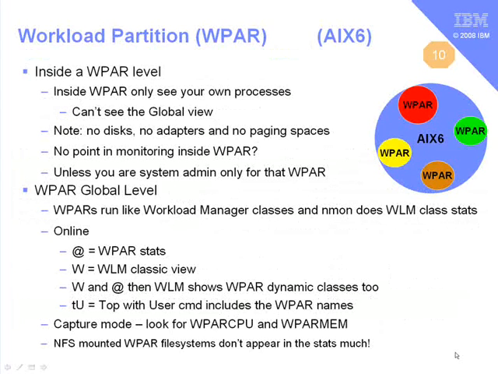Now feature 10 covers something that comes in with AIX 6. This is workload partitions, or WPARs. We can use nmon inside a WPAR, but the view of what it can see is quite limited. It can only see its own processes and its own performance data. Also note that inside a WPAR there are no disks or adapters or paging space. These are features of the global copy of AIX, not a WPAR.